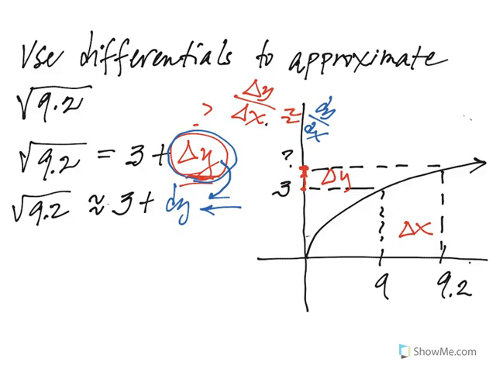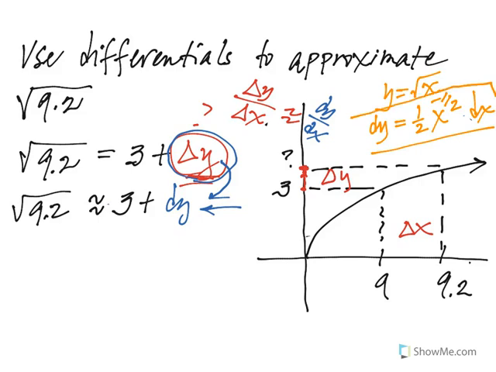I'm going to take my curve here, which is y is equal to the square root of x, and I'm going to write it in differential form. That's dy is equal to 1/2 x to the negative 1/2. And then remember, I moved the dx over to the other side. So this is the derivative in differential form.